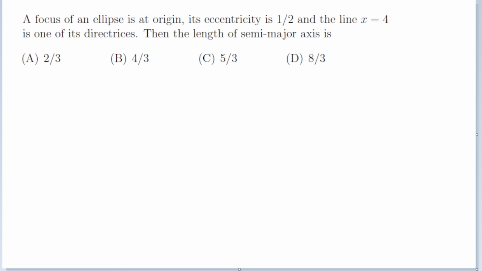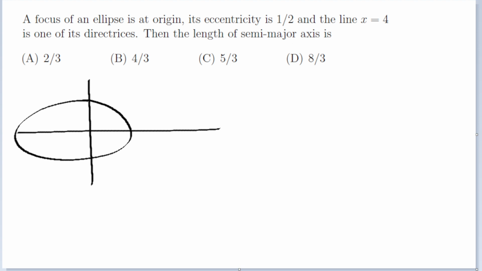The question is, a focus of an ellipse is at origin, its eccentricity is half, and the line x equal to 4 is one of the directrices. Then the length of semi-major axis, that is say A, considering the standard form, is which of the following? Now if you draw a rough figure, say for example, here is an ellipse and say origin is at one of the foci. So we know that there is another focus also, right?